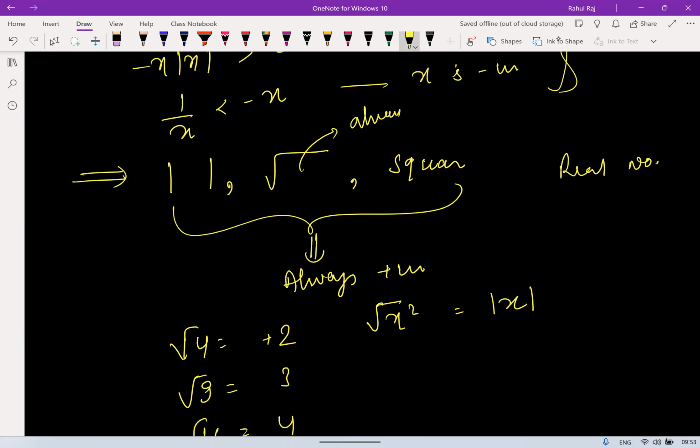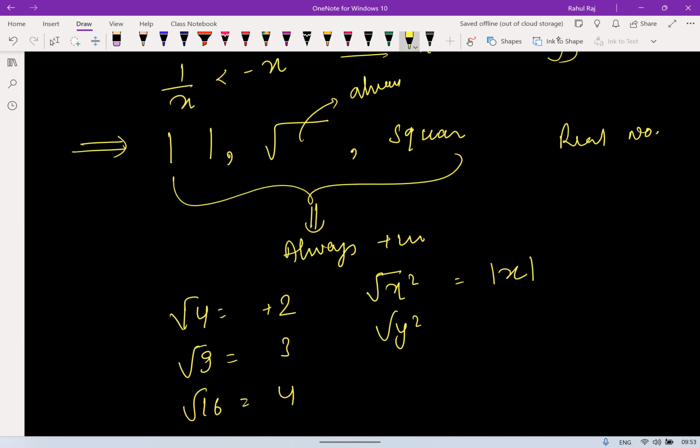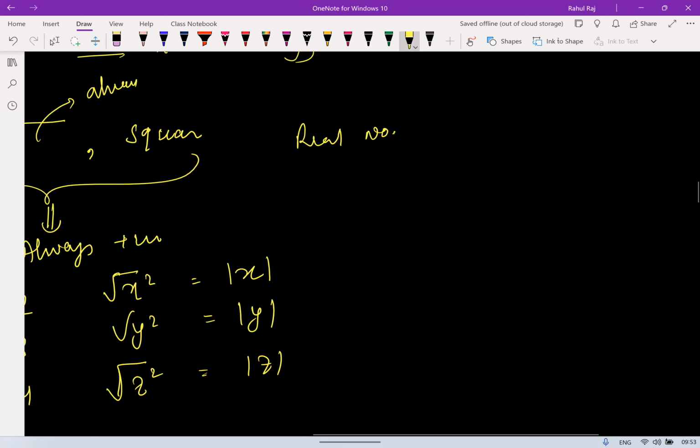But if you say root of x square is equal to x, it is 1000% wrong because mod x and x are two different operators. Say it's mod x. Okay, fine. So root of y square is always mod y, Alexa, never y. Root of z square should always be mod z. In the same way, root of x minus 2 whole square, Alexa, would be what? Mod of x minus 2.